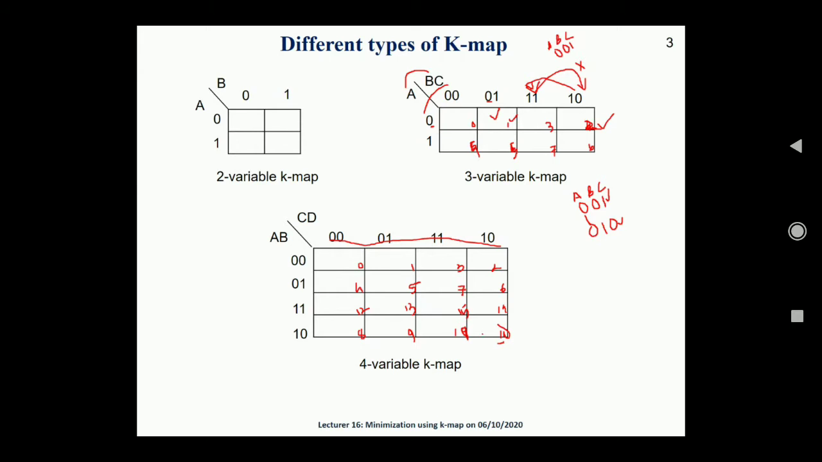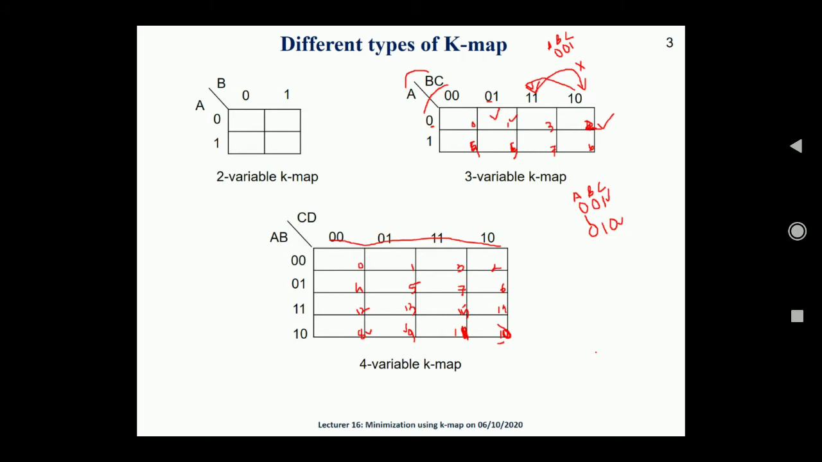8, 9, 11, this one is there. Yes or no? Yes, sir. 8, 9, this one is 11, 10, 12, 13, 14, 15. This one is 8, this one is 9, and this one is 11, not 10. Remember, this one is 11 and this one is 10. Okay, so this way we can get the min terms.